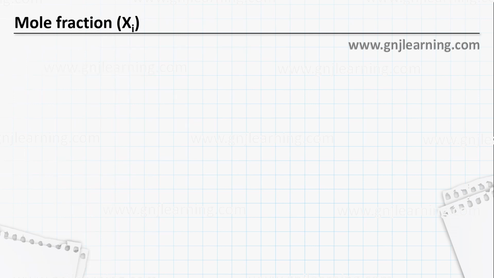First we are going to see mole fraction. Mole fraction is represented by the Greek letter chi, with subscript i. So i means the component. The name of the component is i. So I want to find the mole fraction of the component i.